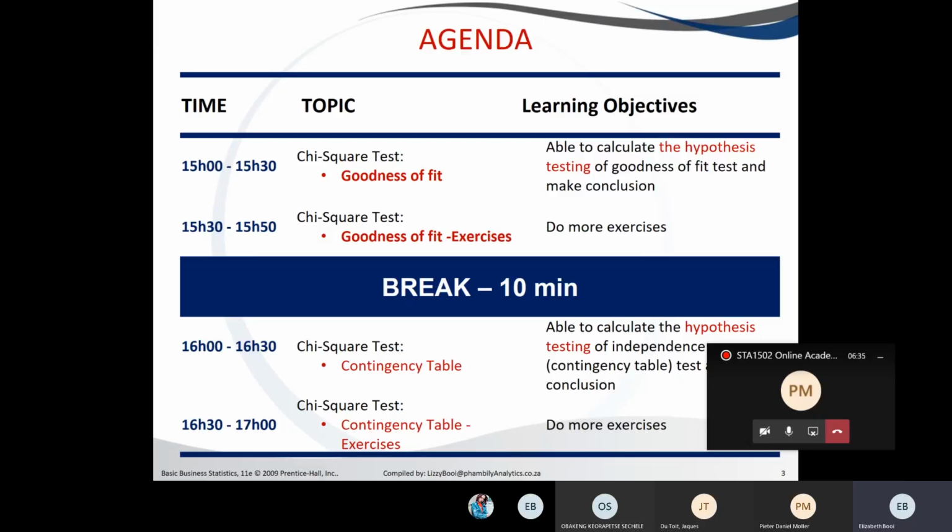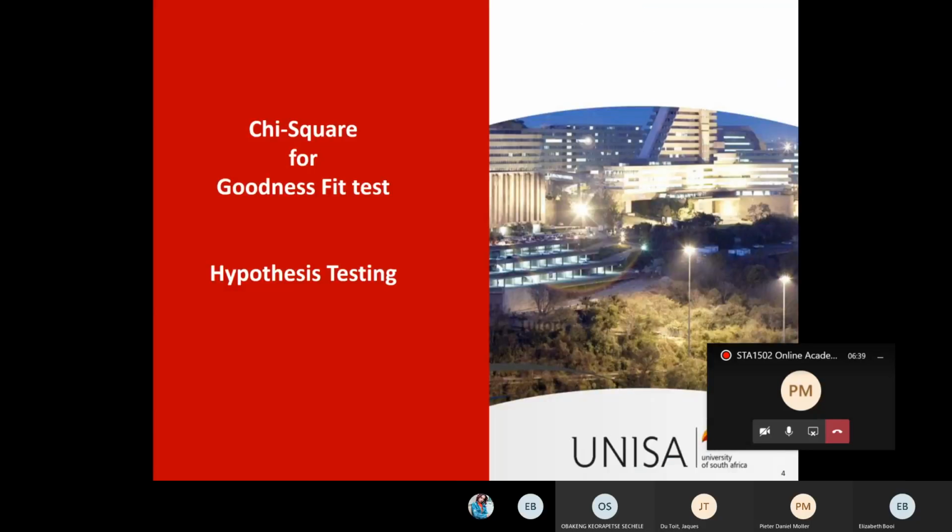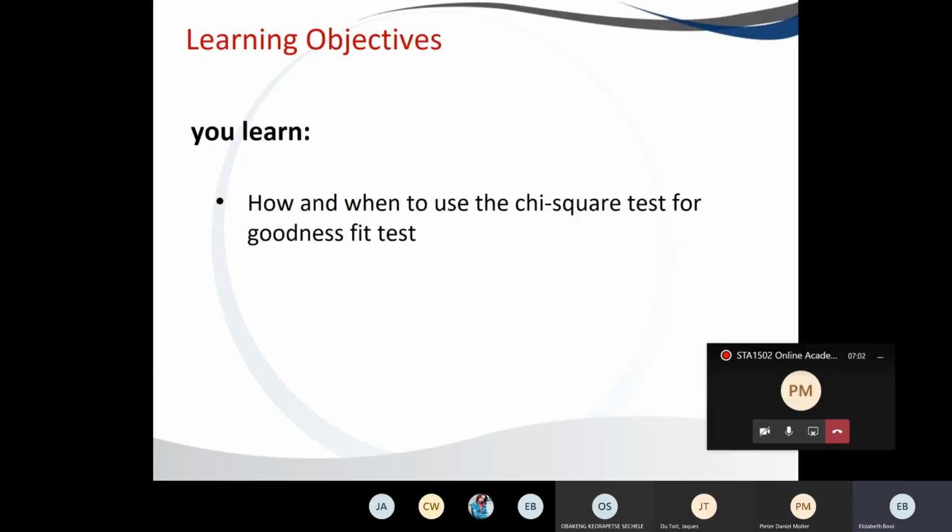Okay, welcome to your fourth session. I'm going to start with chi-square for goodness of fit test. Since we started with the other part and looked at hypothesis testing, we're going to continue looking at how we do hypothesis testing for this kind of test, a chi-square test. By the end of the session, you should be able to know how and when to use chi-square test for goodness of fit.